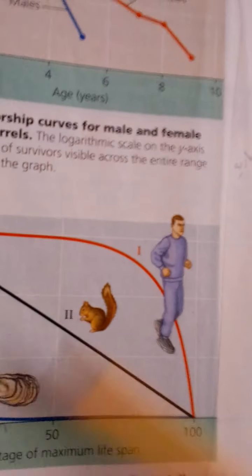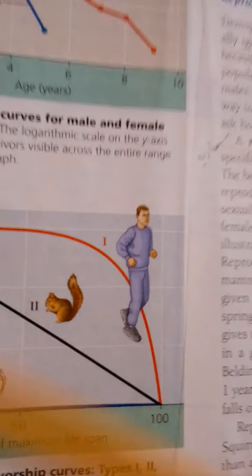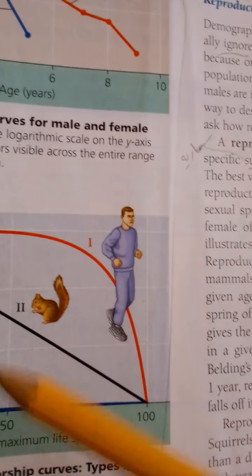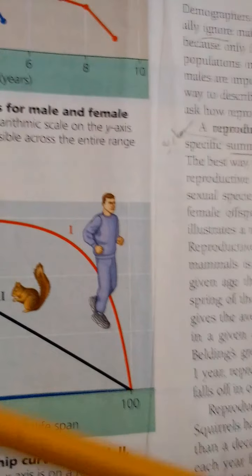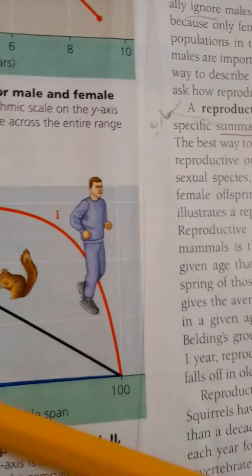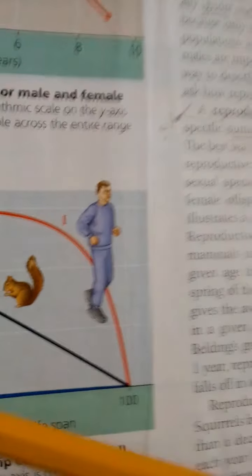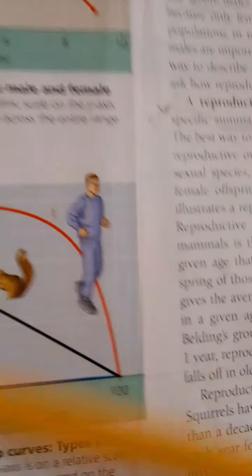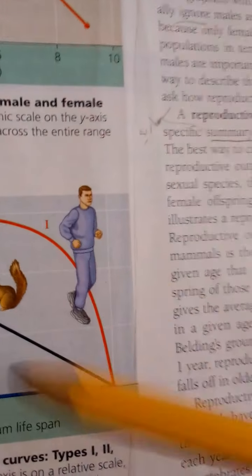drops sharply at the start, reflecting very high death rates for the young, but then flattens out as death rates decline for those few individuals that have survived to a certain critical age. This type of curve is usually associated with organisms that produce very large numbers of offspring but provide little or no care, such as long-lived plants, many fishes, and marine invertebrates.